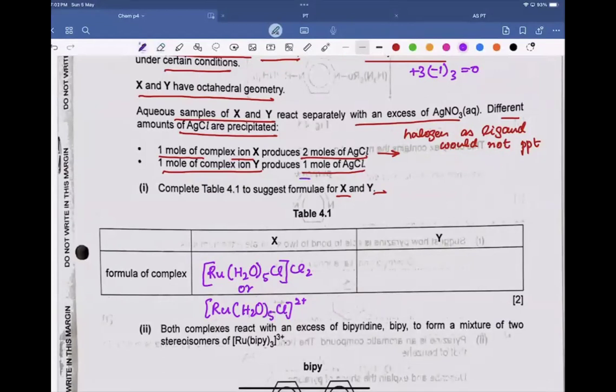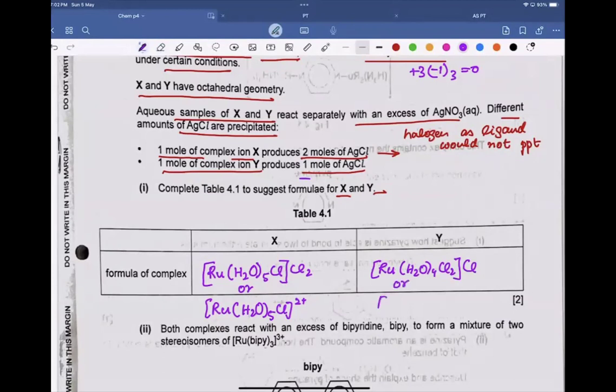Now, here we are getting 1 mole of chloride. Which means that out of 6, 4 water molecules and 2 chloride ions are the ligands, so those are not going to precipitate out. So 1 chloride ion forms an ionic bond with this complex ion, and that is going to be precipitated out.